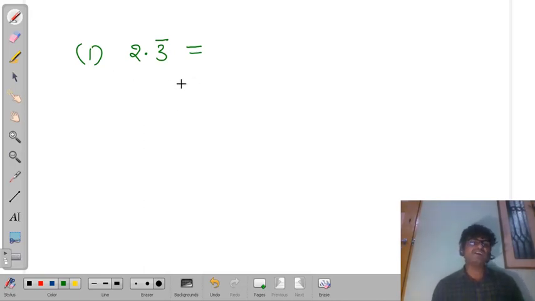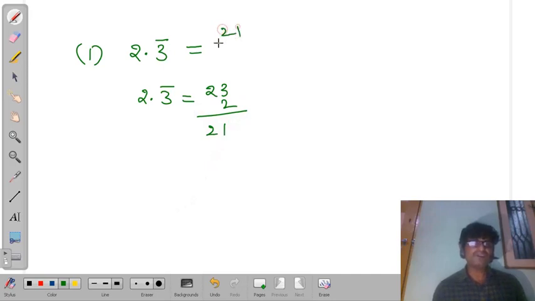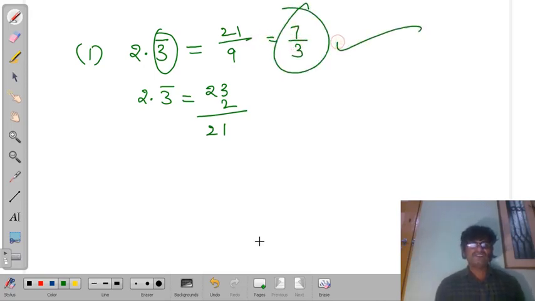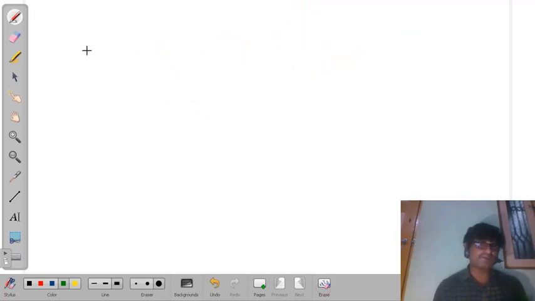Let me say the answer for this one. So 2.3 bar can be written as 23 first, and then subtract 2, you will get 21. Then divided by, under the bar we have one digit, so we put 9. I think I took this as an example, right? Same thing I gave. This is equal to 7 by 3. So let me give one more example.